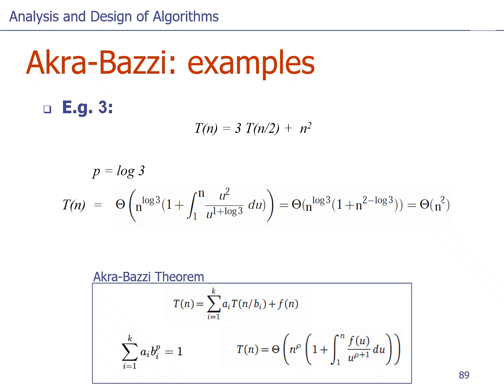Another one. This is a simple one. T of n equal to 3 t of n by 2 plus n squared. So the tau obviously is equal to log 3. Now you substitute, it's going to be n to the power of log 3, multiplied by 1 plus the integration from 1 to n, and then you integrate and solve, and you will end up getting it in theta of n squared.